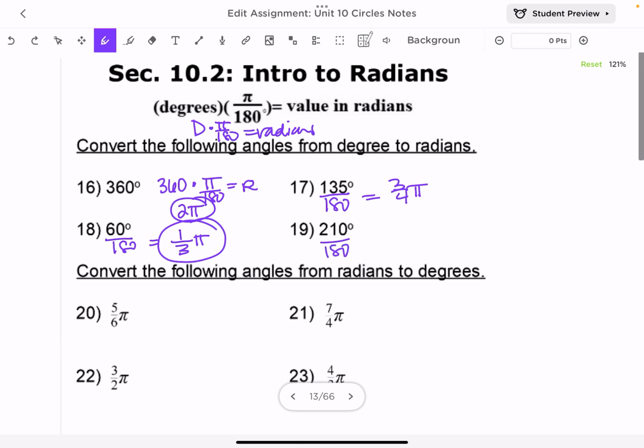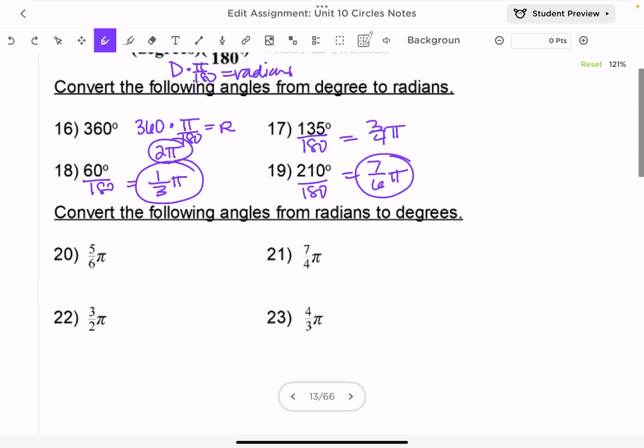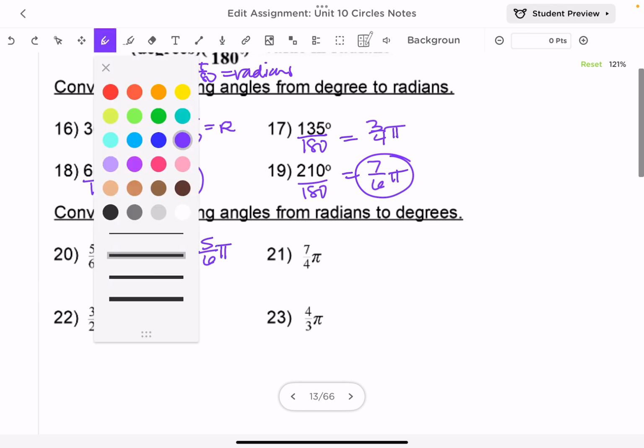So divide by 180, put the pi on, and you get 7/6 pi. That's the measure in radians. Okay, which means when we're going the other direction, we're going to multiply. But again, I want to show you on the first one why this is. So we have degrees times pi over 180, and that is going to equal our radians. But our radians here, they gave it to us as 5/6 pi.